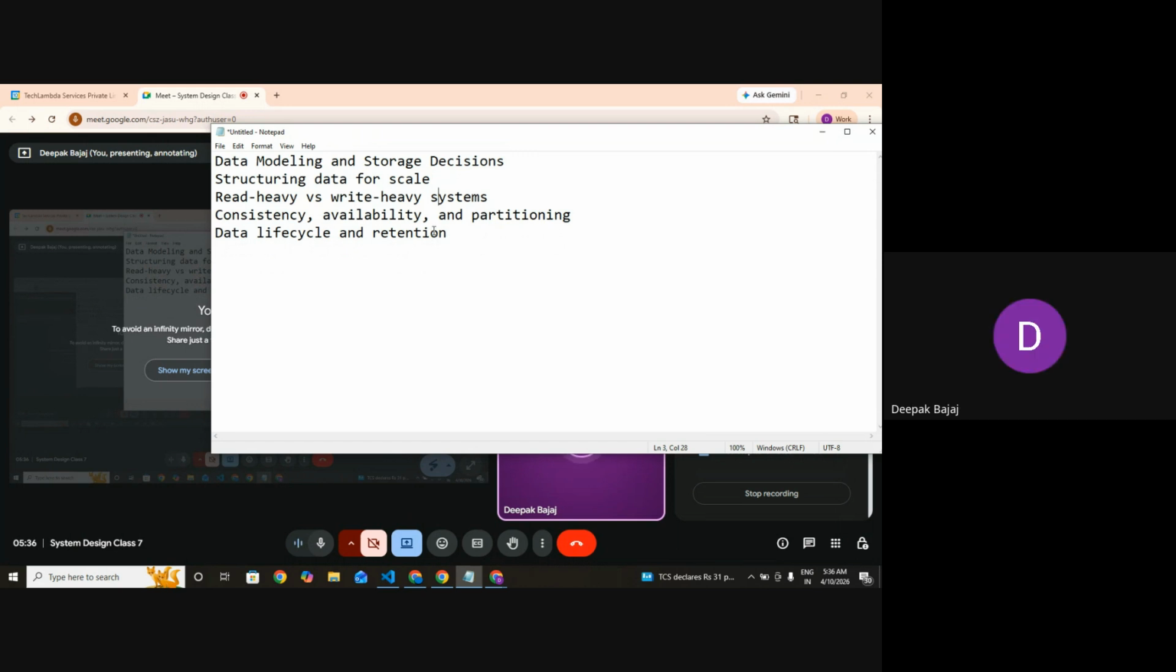So, handing over to you. Just tell me what you understand from this first. That is one: data modeling and storage decisions. Structuring data for scale.